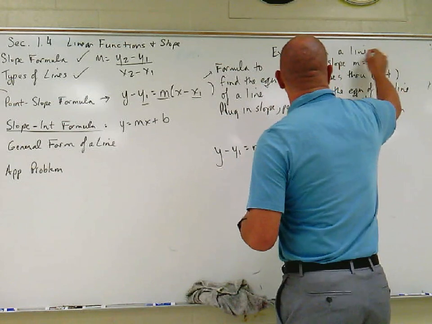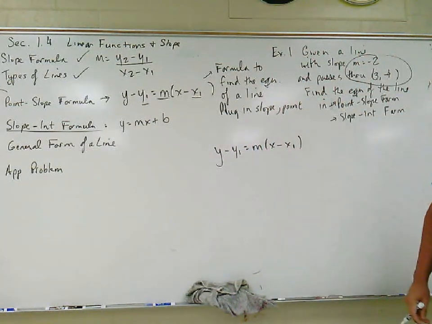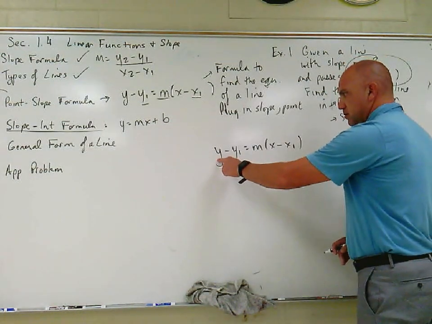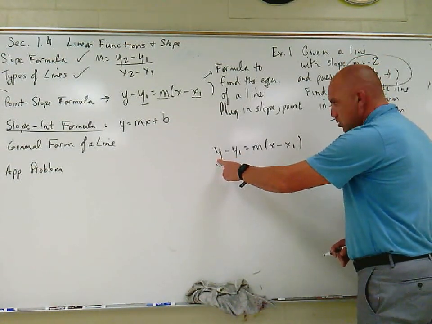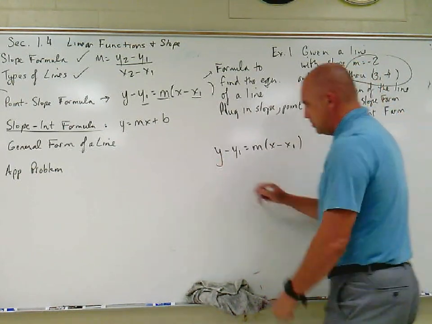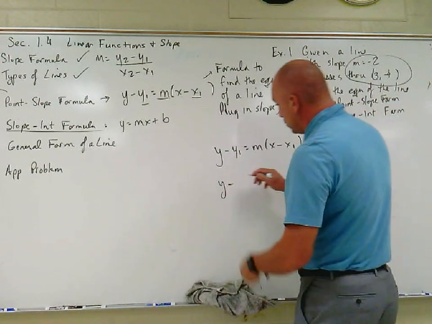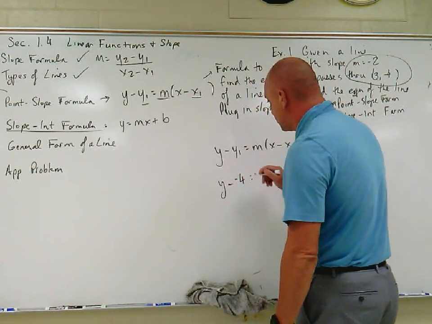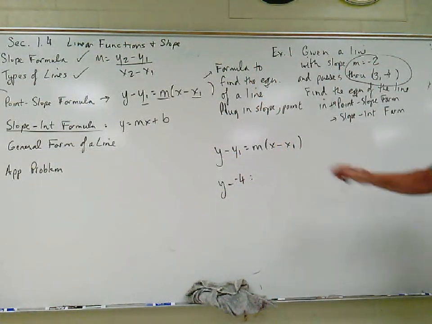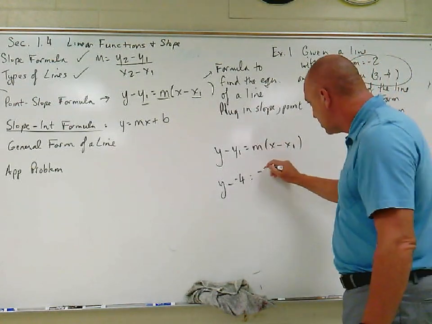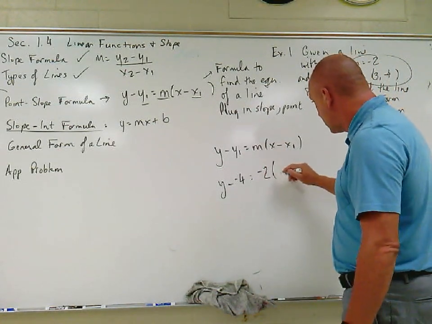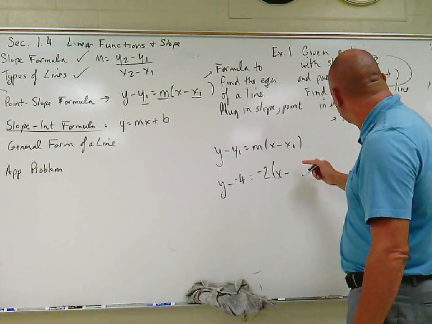So using this information that I've given you, I'm going to point, you're going to tell me what to put there. Okay? What goes here? Just y, nothing. What goes here? Negative 4, so I'll go ahead and make it minus negative 4 and then we'll change that. What goes here? Negative 2, x minus 3.